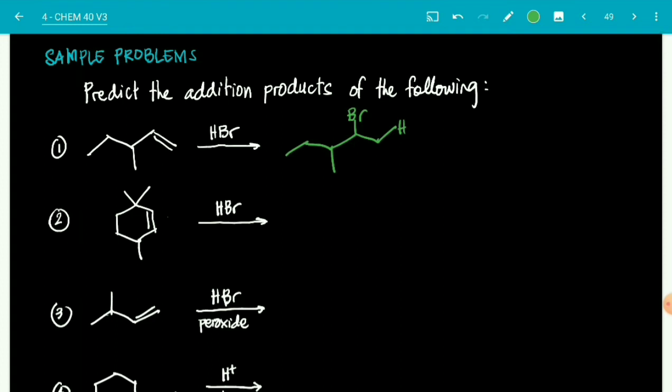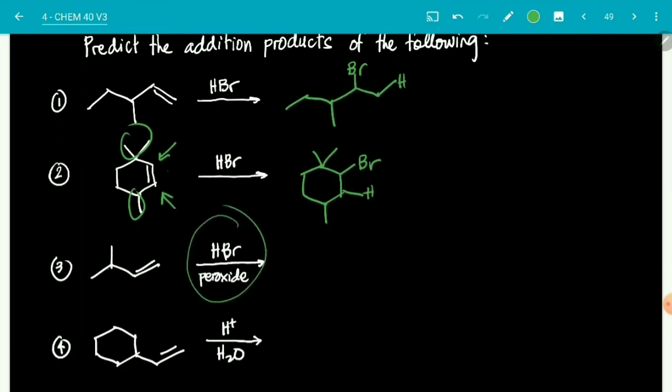So, ano kaya dito yung more substituted na carbon? Okay? So, mas stable yung carbon na to kaysa dito because of the hyperconjugation, di ba? So, magkakaroon tayo ng ganitong product. Okay? So, that's the hydrohalogenation product for number 2.